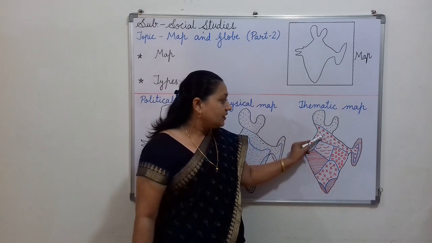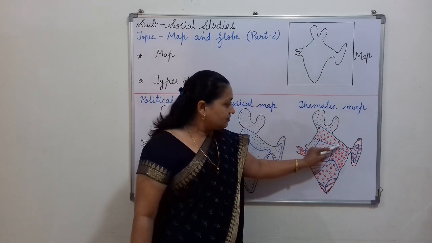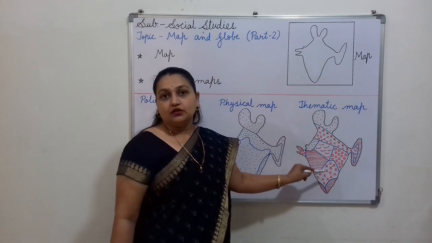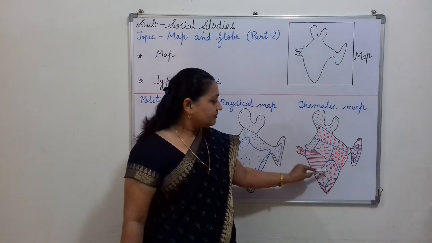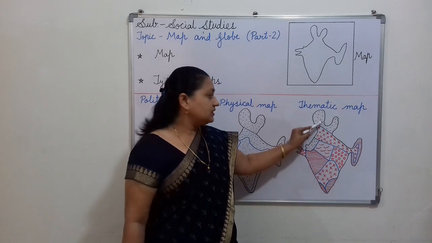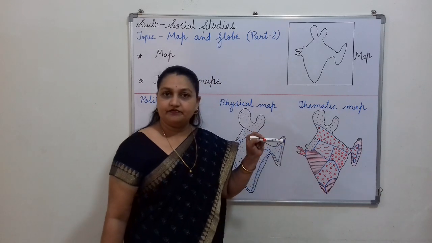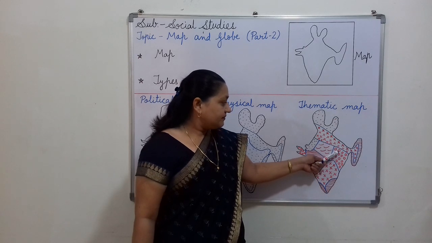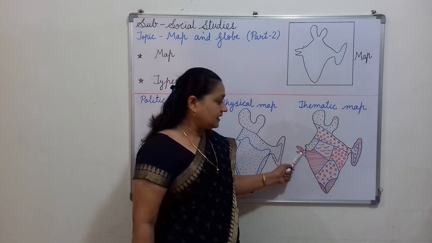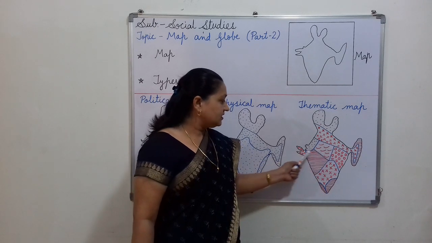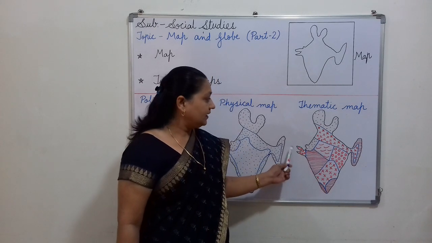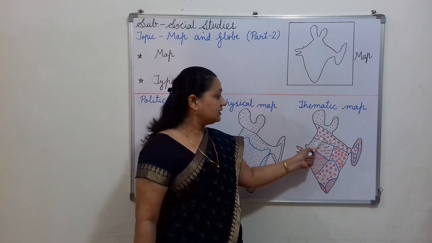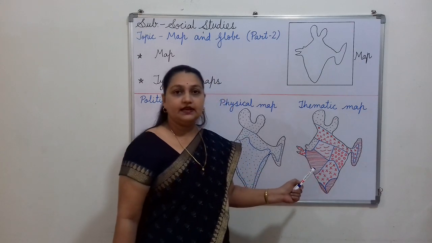Next, the places where you see the cross areas, these areas receive more rainfall than the dotted areas. Next, where you see the places with circles, these areas receive more rainfall than the cross areas.